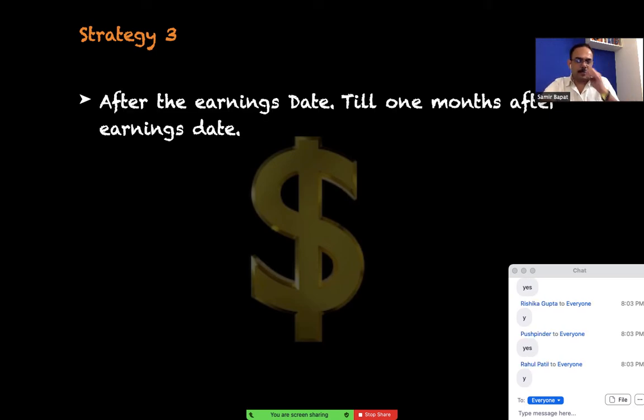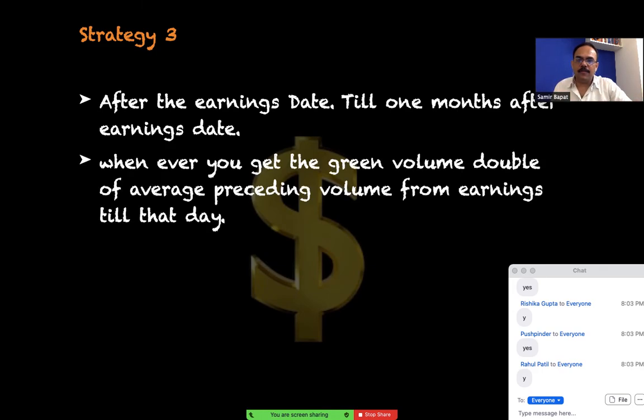What we have to do is simple. After the earnings date, let's say today was the earning date. After the earning date, till one month, let's say if today is 25th of February, so from 25th of February till 25th of March, for one month, we will be waiting for a green volume candle. There has to be a green candle with a volume double the average of the preceding volume. What we did for the earnings day, the same we have to do any time within one month.